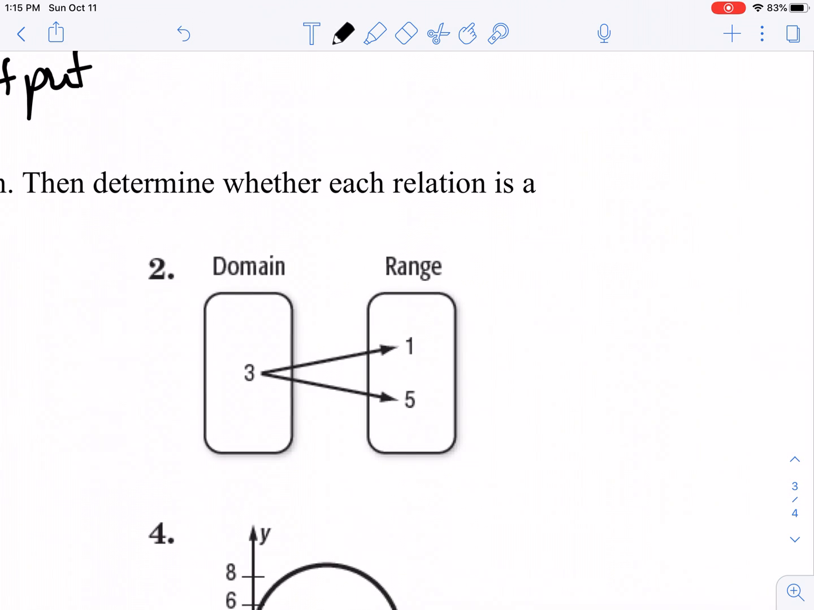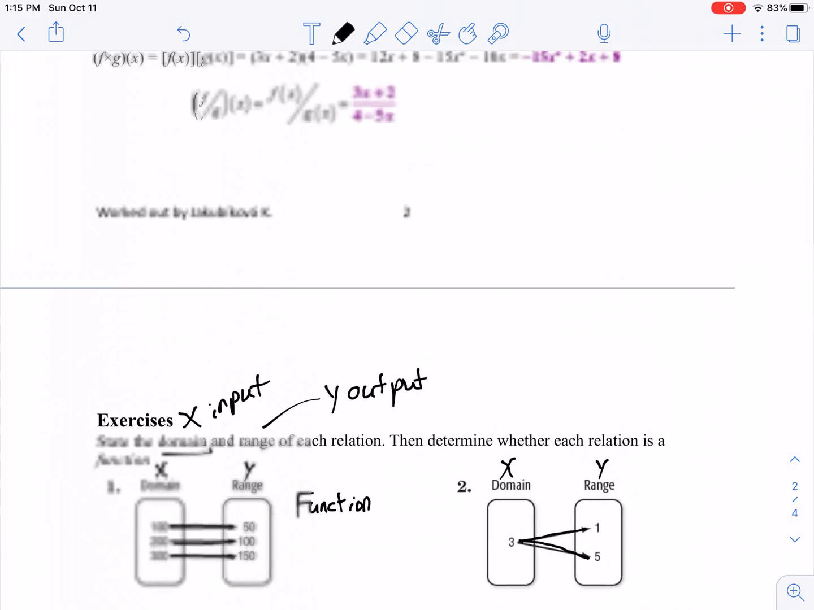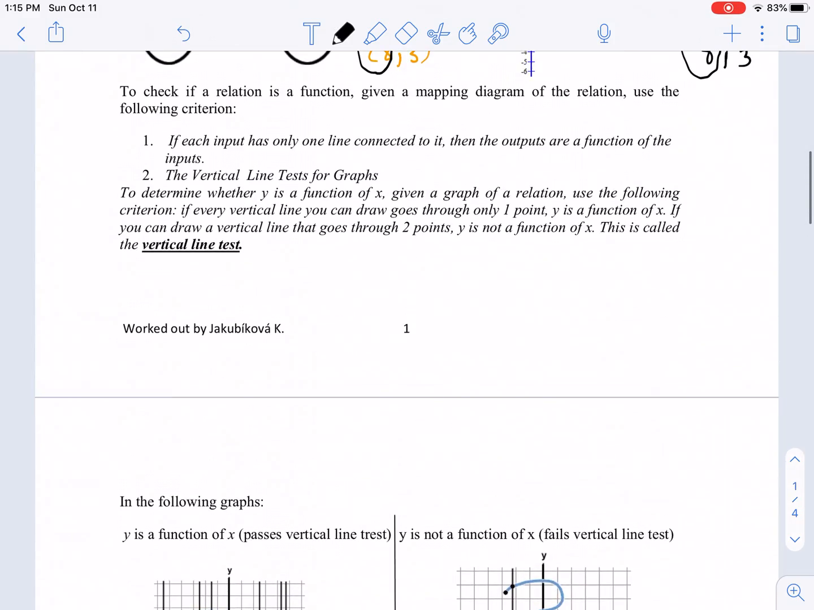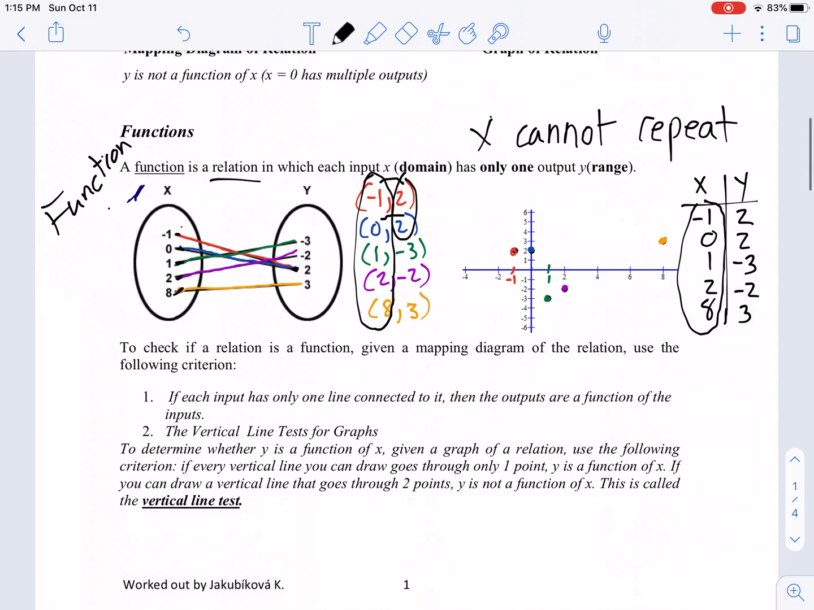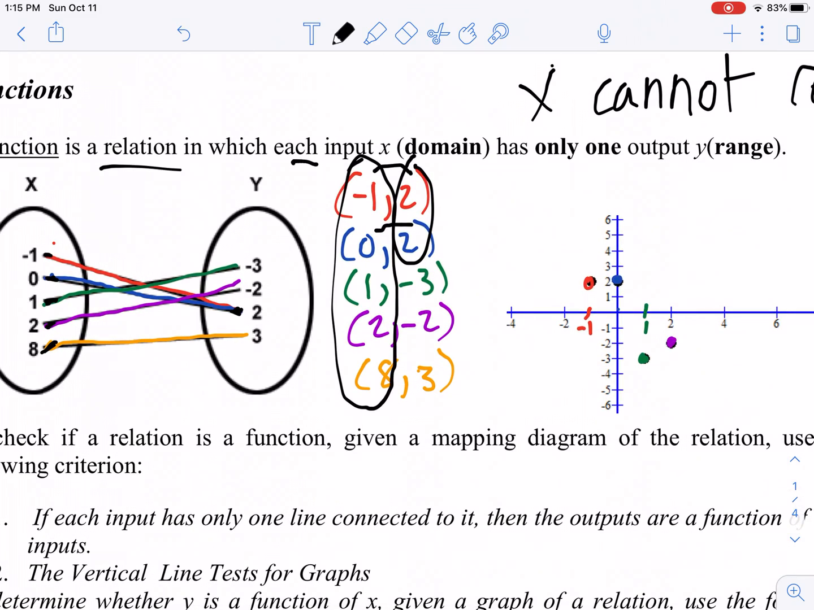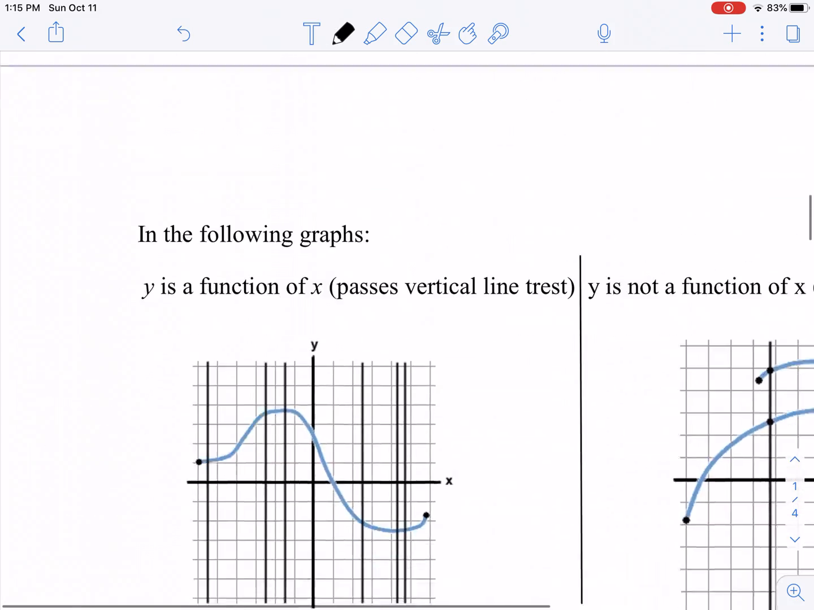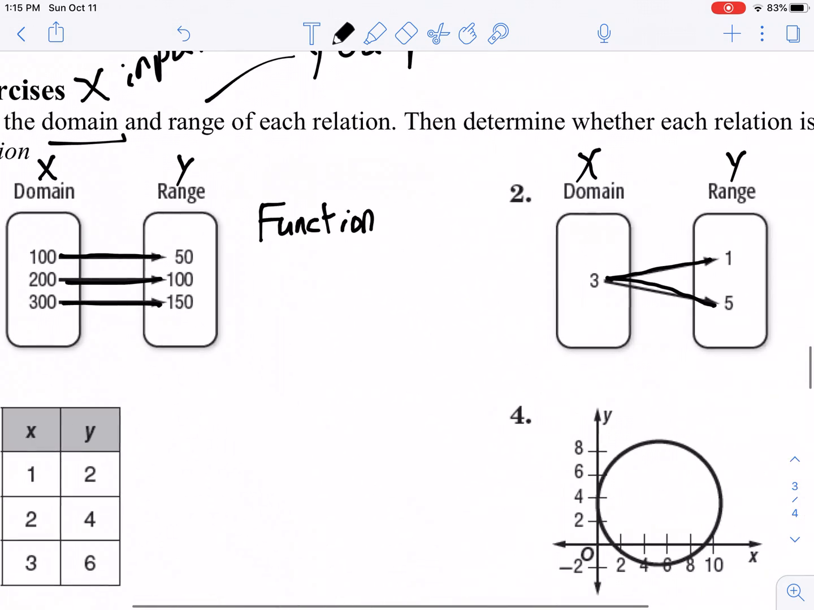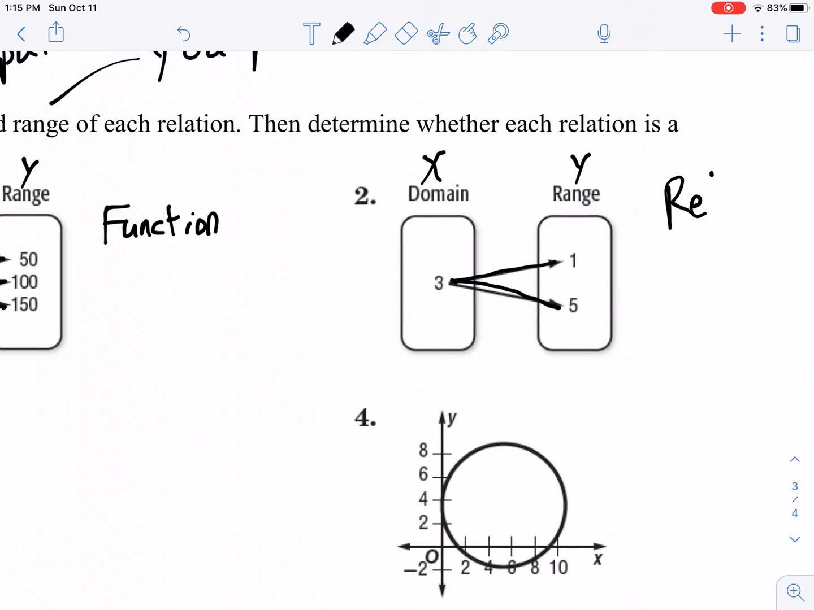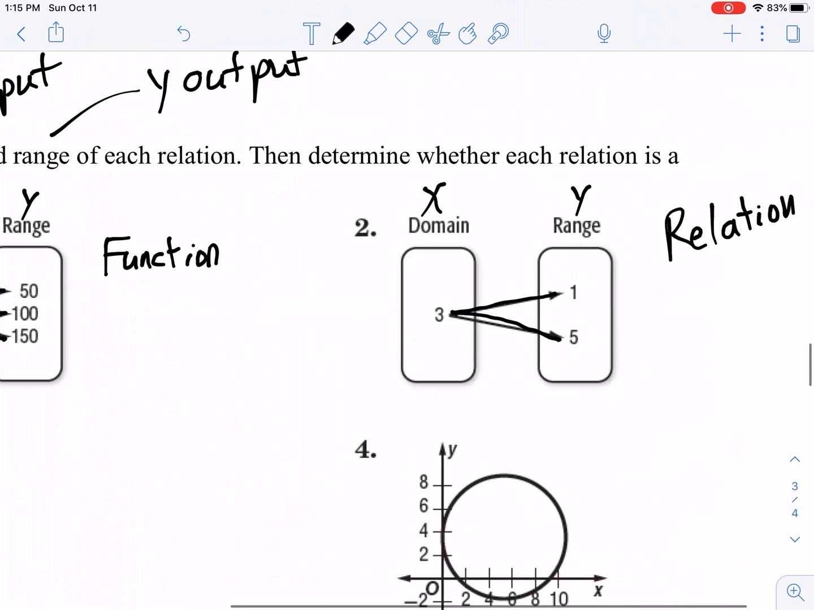Okay, what about this one? Does each x here go to one y? In this case, no. This x is going to two different y's, okay? So x repeats here. This x is being paired up with two different y's. Remember, the definition of a function is for each x, there's only one y. So for each x, each input x, there has to be only one y. Now I have two y's. That is not a function. This is just a relation, okay? Or you could say not a function, okay?